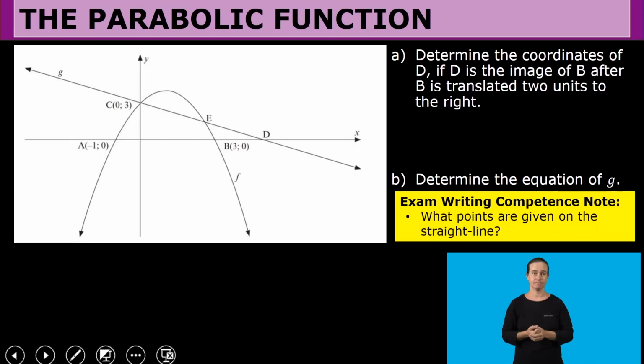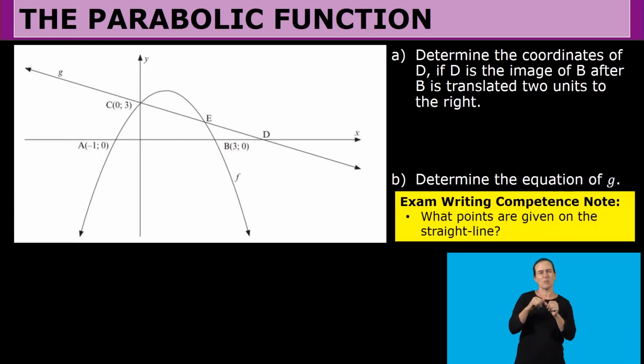So let's go on and look at our questions. The first question says, determine the coordinates of D if D is the image of B after B is translated 2 units to the right. So we are being told that it is the image of B, which means that it is going to share something with B. Now looking at B, B has the coordinates of (3; 0). So we know that the x value is 3 and the y value is 0. And since B and D are both on the x-axis, we already know that the y value of the D coordinate is going to be 0 there.